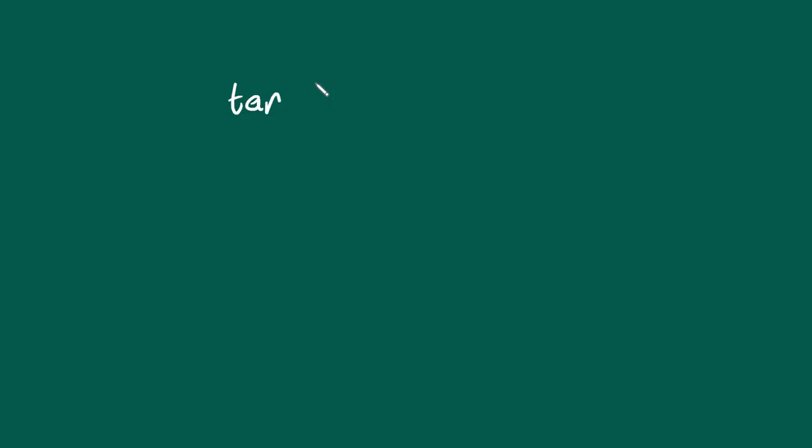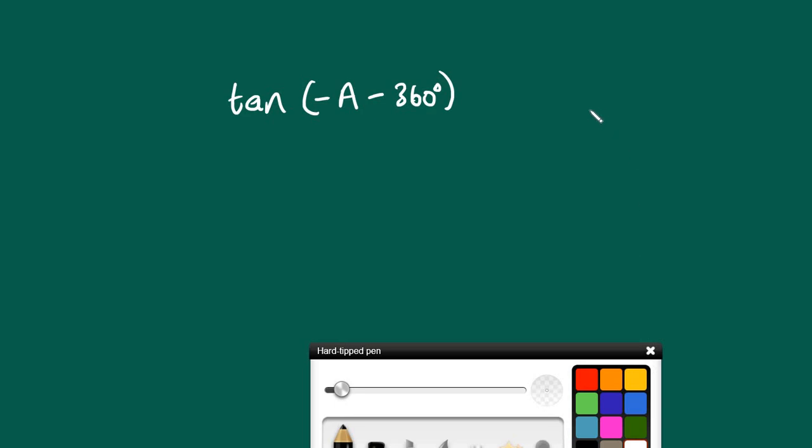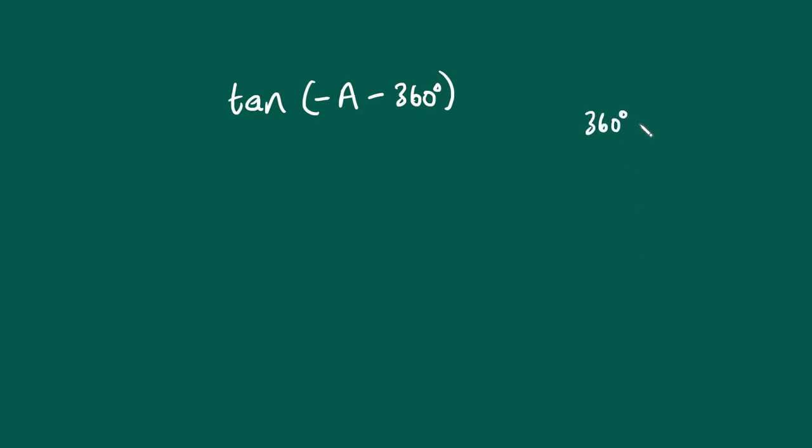What if I give you tan of negative a minus 360 degrees? Try to do this one, guys, just for 2 minutes, and then we look at it. So what is the first thing we do? Remember, we need to work with a positive 360 degrees plus or minus theta, 180 degrees plus or minus theta, or 90 degrees plus or minus theta.